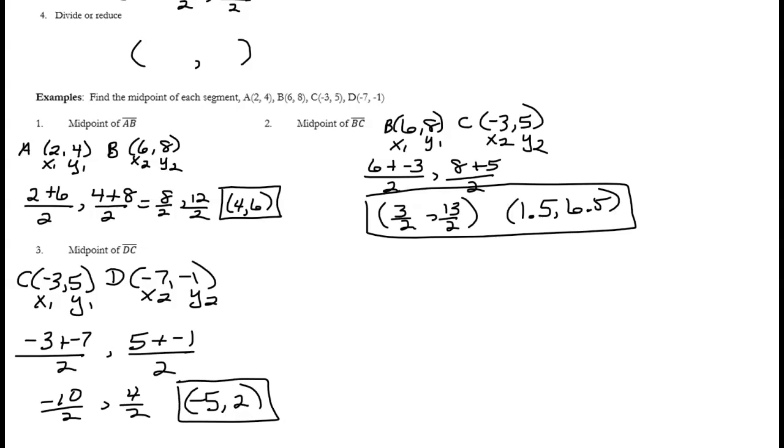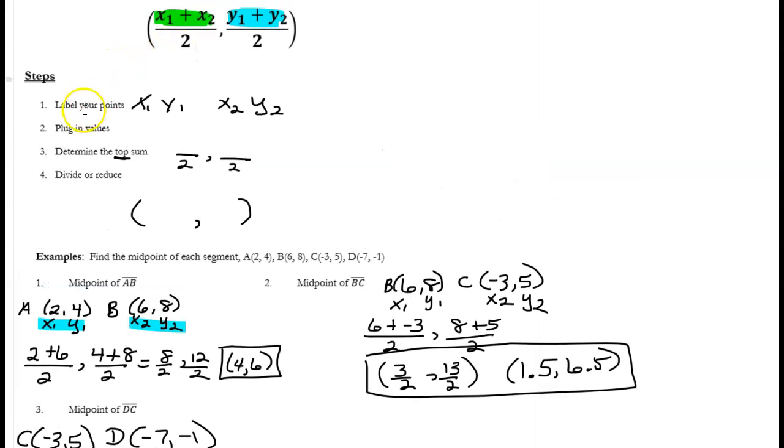So it's not that hard. It's a pretty easy formula to use, but I will tell you where people are going to make a mistake is when they do not take the time to label. Label your points. This does not take that much time, and it usually cuts down 90% of errors. So remember these steps. Label your points, plug in your values, find your answers on the top, and then reduce or divide.